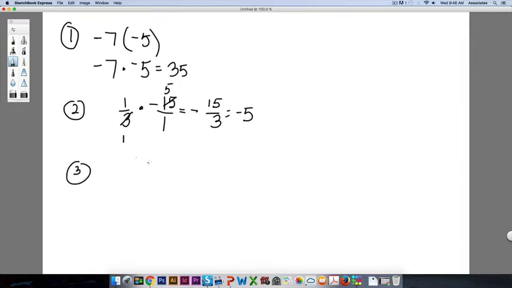Number 3, I have -1/5 times -5/11. We're multiplying fractions, both of them are fractions. A negative times a negative became the positive. I think I'll cancel right here because I see a 5 in the denominator and a 5 in the numerator. So I get the answer of 1/11. Remember, it's positive because a negative times a negative is a positive.